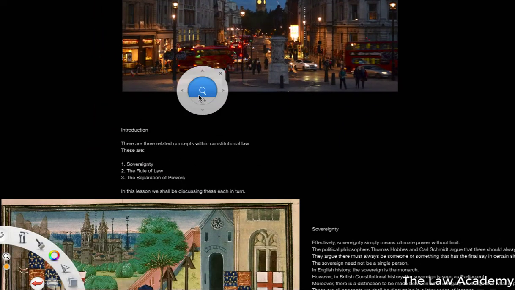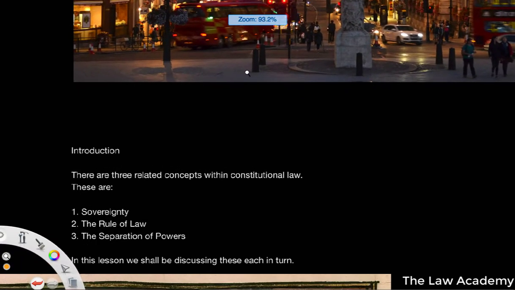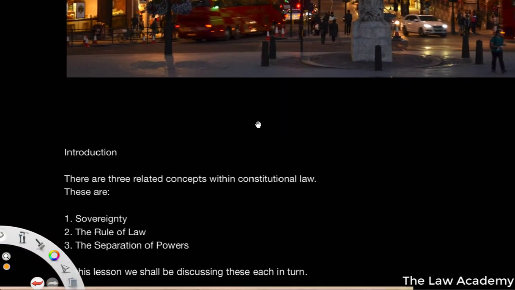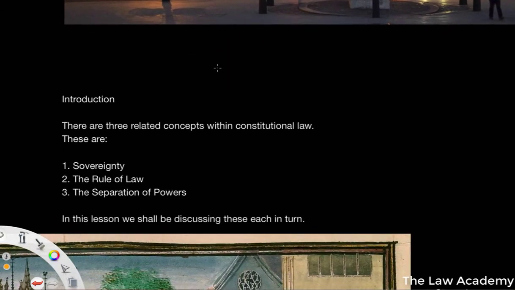So as an introduction, there are a number of related concepts within constitutional law. We're going to touch upon three main ones here, the three main concepts that are touched upon most of the time in any kind of constitutional law course. We're going to talk about the concept of sovereignty, the concept of the rule of law, and the concept of the separation of powers.